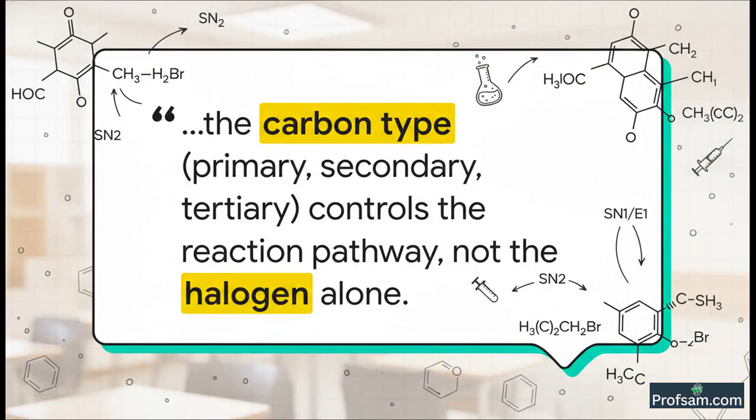Now, this is very important because it highlights a very common mistake. Many students just assume that all bromoalkanes, for example, will react in the same way, but that is not at all true. The most important point to remember is that the type of carbon, whether it is primary, secondary, or tertiary, is what really decides which reaction pathway will be followed.